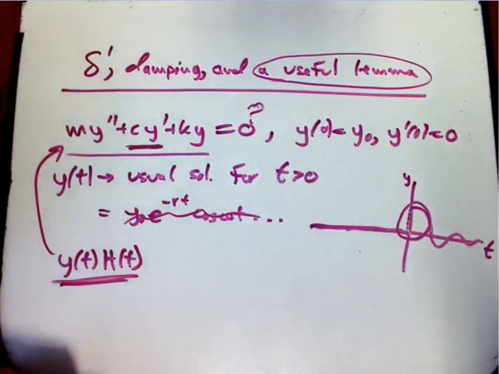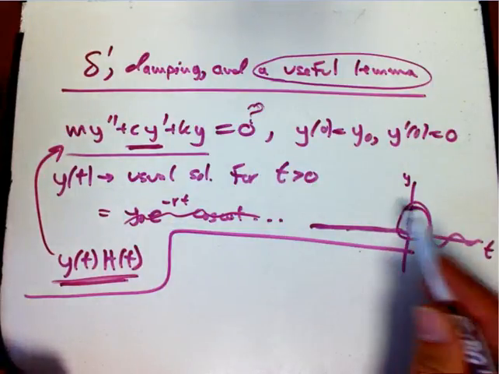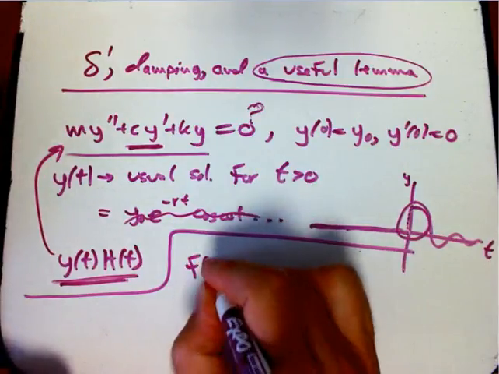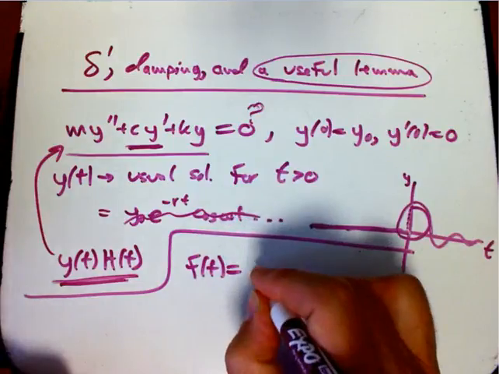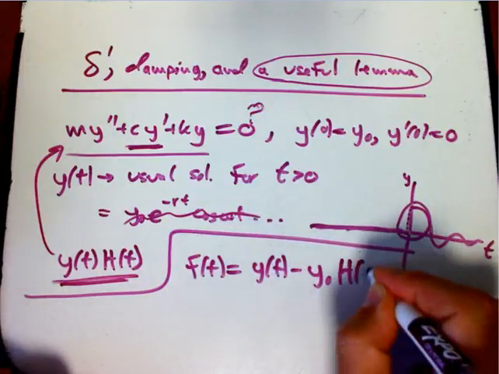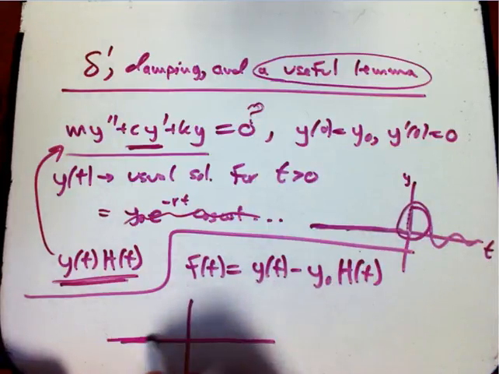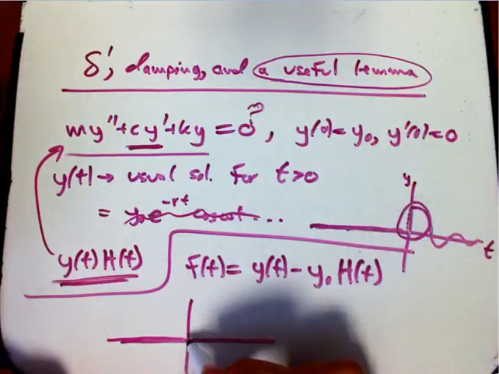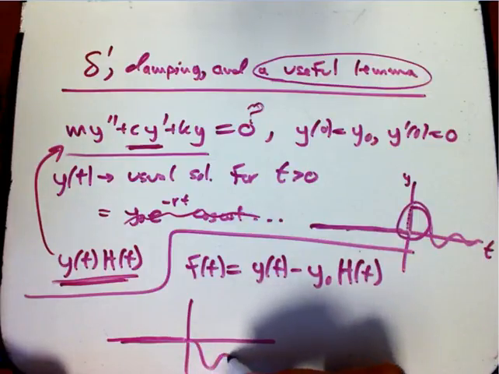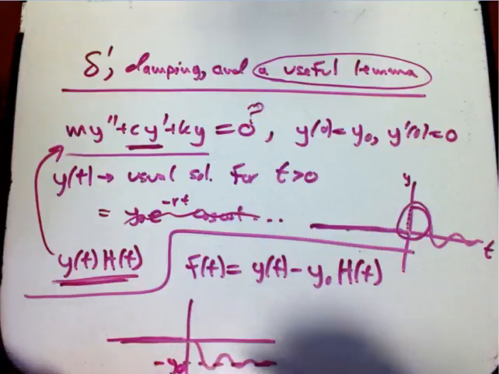Okay, so here's what we'll do. We'll separate this out into a jump and a continuous function. So let's let f of t be y of t minus y naught h of t. Okay, what's the graph of that going to look like? It's going to go along, and then this is going to slide down, and so it's going to be continuous and actually differentiable.